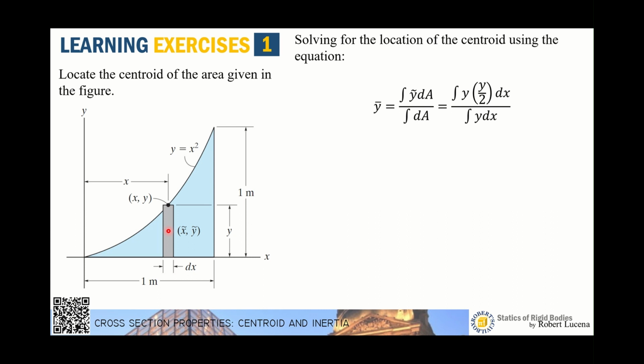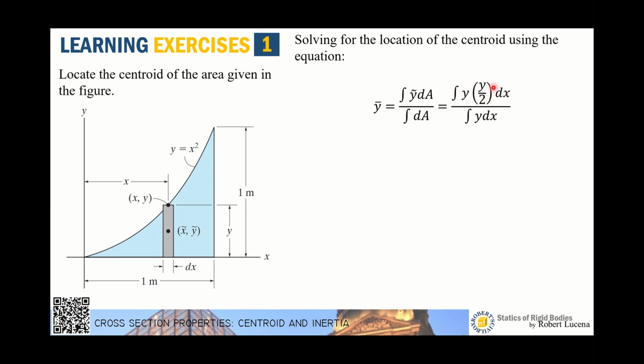Now, the centroid of the rectangle falls on its mid-height, which is y over 2, and y dx is the area. So you have the area of the rectangle having a height y and the width dx, and the lever arm is y over 2. So you have this expression.